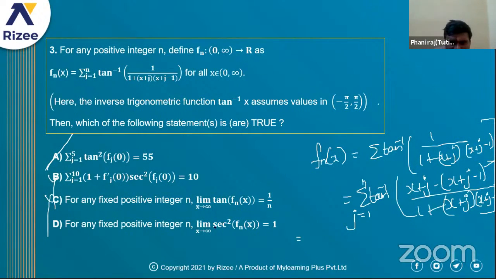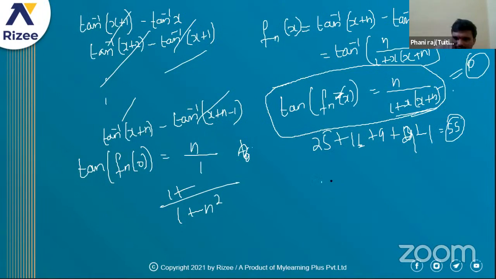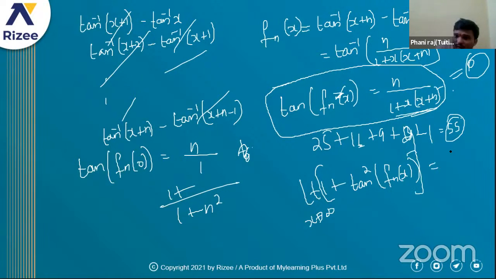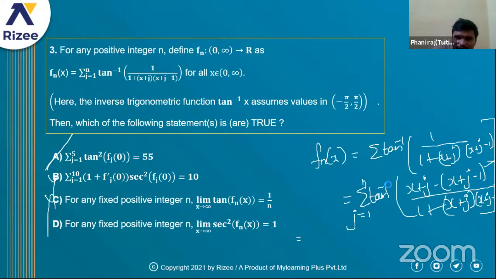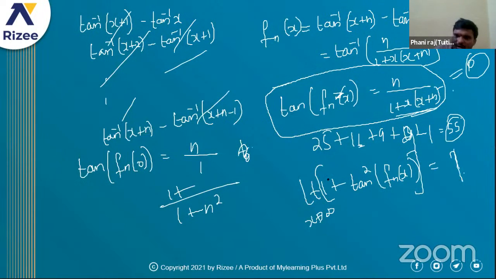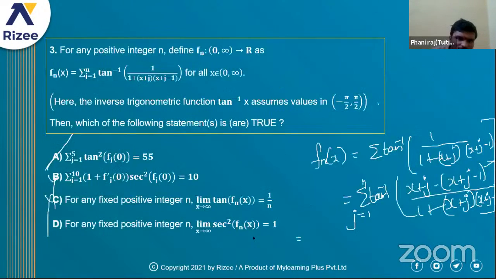For any fixed positive integer n, limit x tends to infinity, secant square fn of x equal to 1. So 1 plus tan square fn of x. So limit x tends to infinity, 1 plus tan square fn of x equal to what? You have to check if it is 1 or not. So you can cancel 1. That means they're asking if limit x tends to infinity, tan square fn of x is equal to 0. But that is true because the limit x tends to infinity, tan of that thing is 0, because this thing goes to infinity, n by infinity is 0. So square of it also will go to 0. So option D is also correct.